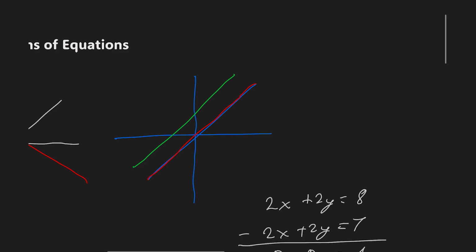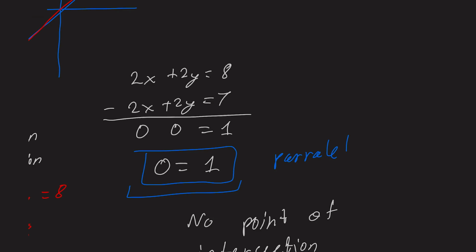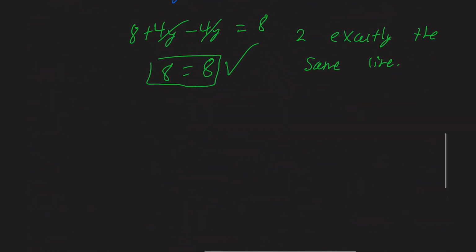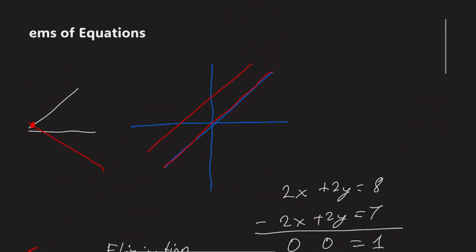Okay? This is how I know that I'm dealing with two lines that are exactly on top of each other, like in this example here, the red line and the blue line. So if I get one constant equals a different constant, they're two parallel lines, and one constant equals the same constant gives me two lines that exactly overlap.